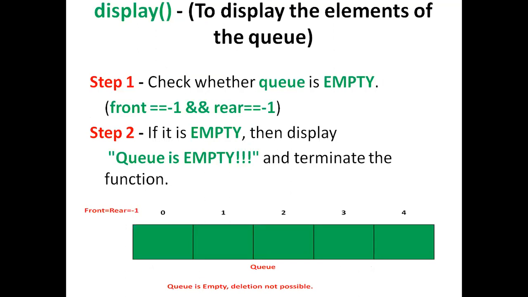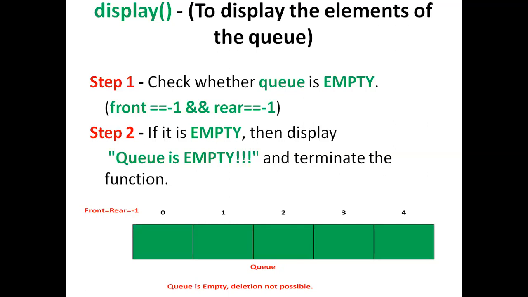Now, how do we check whether our queue contains values or not? That means, how can you say the queue is empty? Here we are using one condition: front equals -1 and rear equals -1, then the queue is empty. If it is empty, then display that the queue is empty and terminate the function. Our example diagram is like this. The queue is empty. There are no elements in the queue. Deletion is not possible.